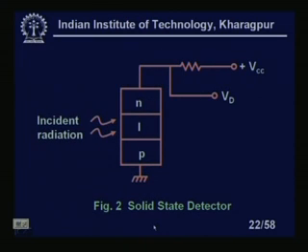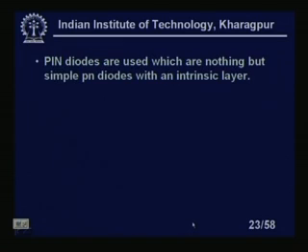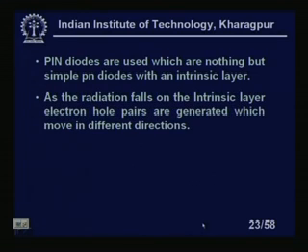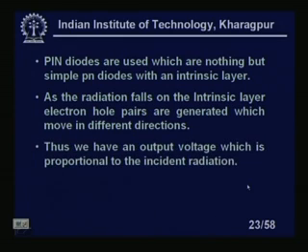Now, these are solid state detectors, as I told you. We have N type and P type regions, and we have an intrinsic semiconductor in between the two. I will get an output, which can be utilized for measurement, because I need a power supply. PIN diodes are used, which are nothing but simple PN diodes with an intrinsic layer. As the radiation falls on the intrinsic layer, electron hole pairs are generated, which move in different directions. Thus, we have an output voltage which is proportional to the incident radiation.